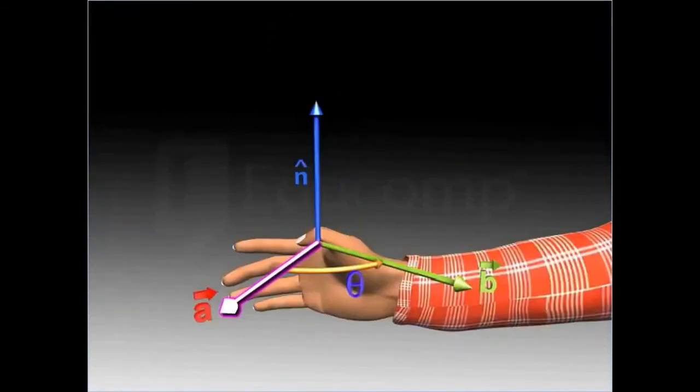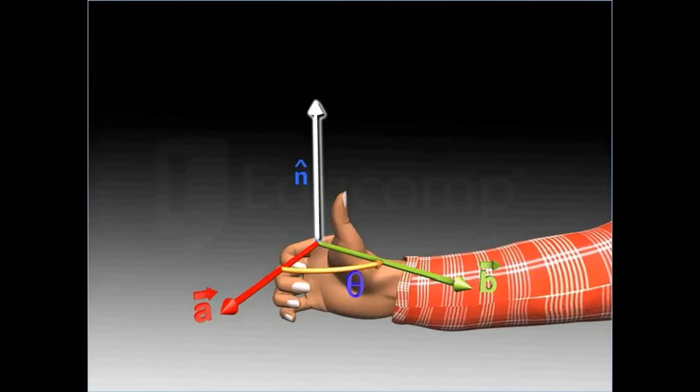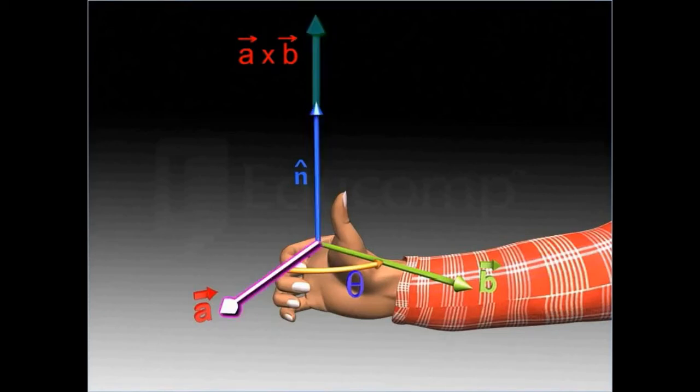Vectors A, B and unit vector n form a right-handed system, that is, if the fingers are curled from vector A to vector B, then the thumb of the right hand points in the direction of unit vector n. Since vector A cross vector B lies in the direction of unit vector n, vectors A, B and vector A cross vector B form a right-handed system.